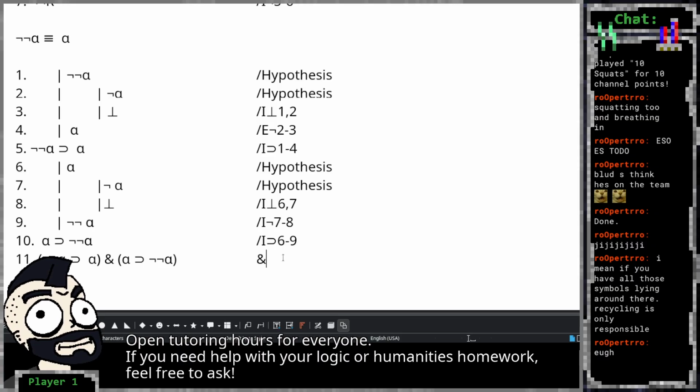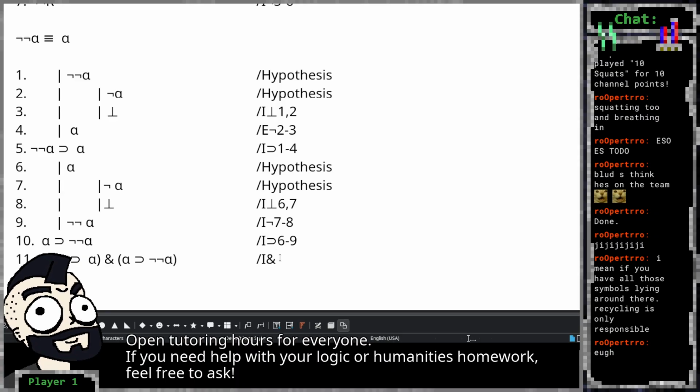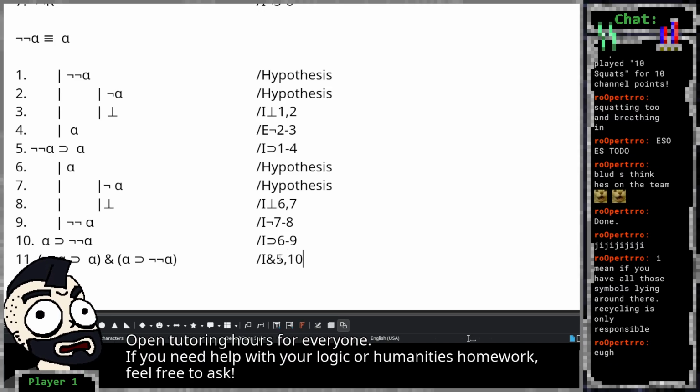And this is the introduction of the conjunction of two formulas, one which is at 5 and the other one which is at 10. And then finally, I get my conclusion, which is this one. Not alpha if and only if alpha by introduction of biconditional that is at 11.